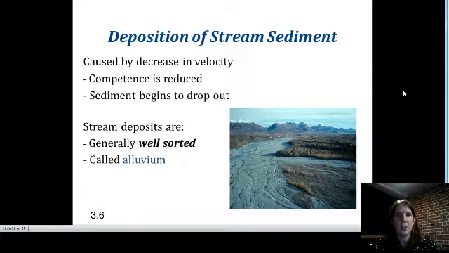So deposition of stream sediment is caused by a decrease in velocity. When you decrease velocity, like we saw in that table, competence is reduced, so it cannot carry as much sediment. So that sediment that it can no longer support because of the grain size begins to fall out. Stream deposits are typically well sorted. What this means is that the heaviest particles always fall out first. So in an area that used to carry water that no longer does, you'll get the largest particles on the bottom and the smallest particles up on the top. Now these stream deposits are called alluvium.